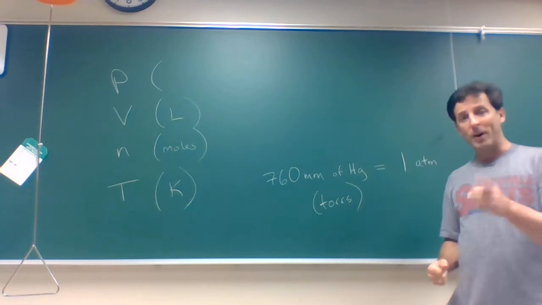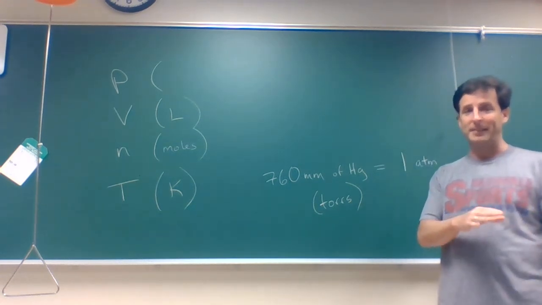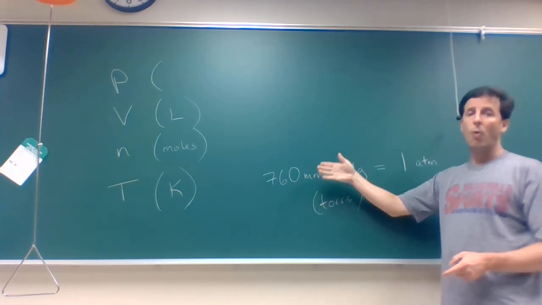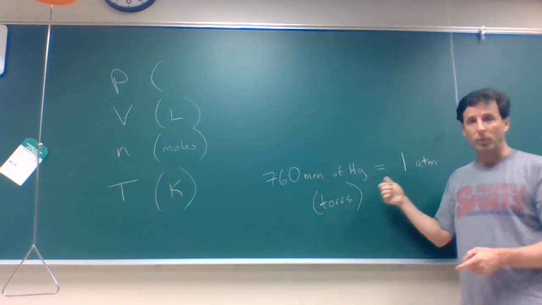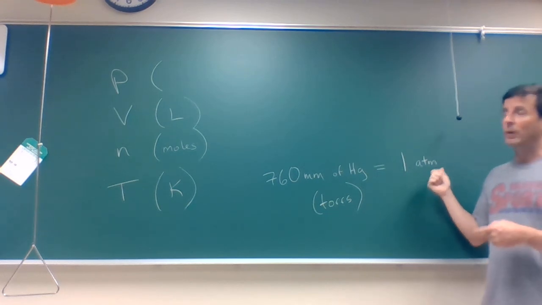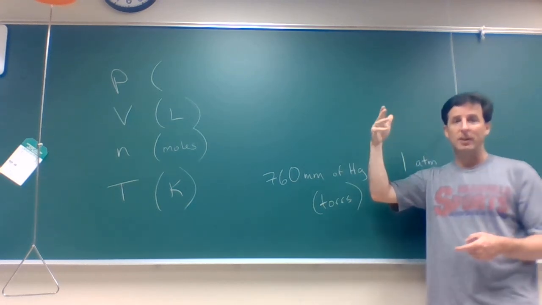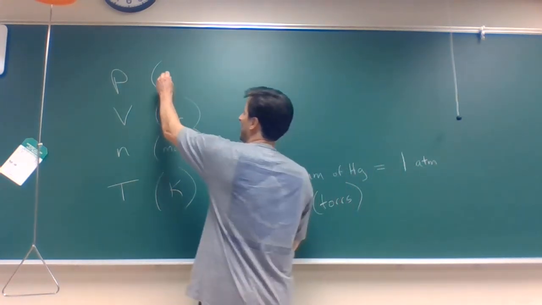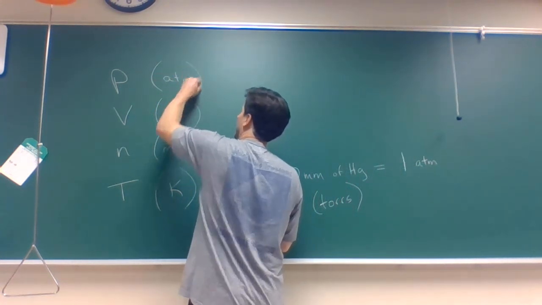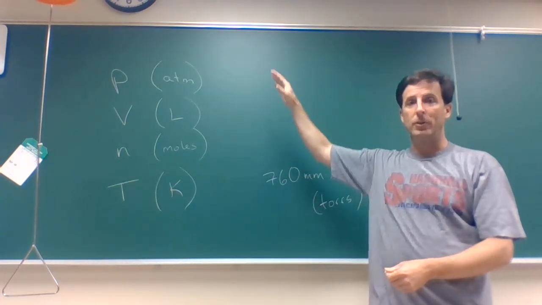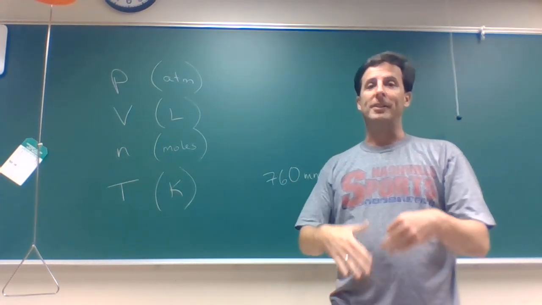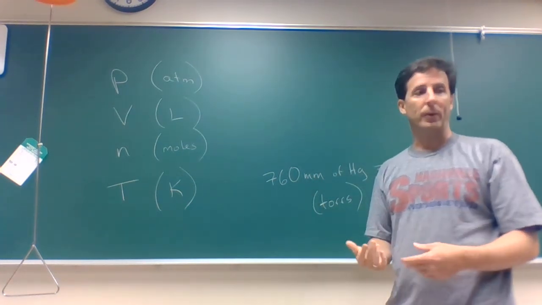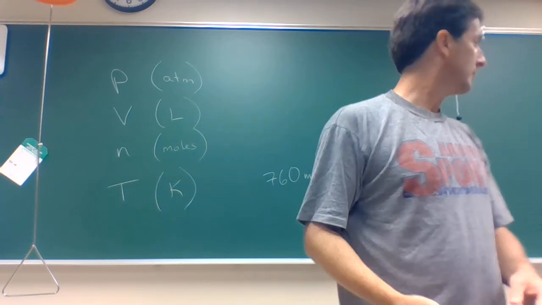The only one that you are expected to memorize for future classes is this one right here: 760 millimeters of mercury or 760 torrs equals 1 atmosphere. When we use calculations like the ideal gas law, the preferred unit for pressure is going to be atmospheres. Okay, so those are our units that we need to use. Now let's start going through a little bit more detail about what we need to be able to accomplish.